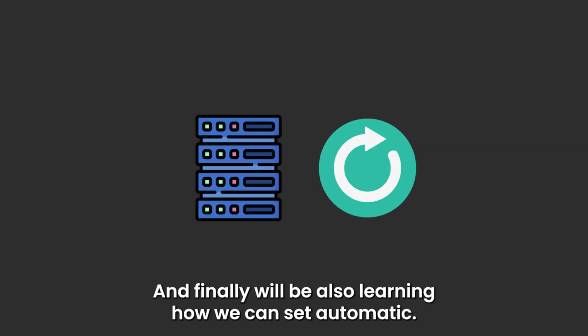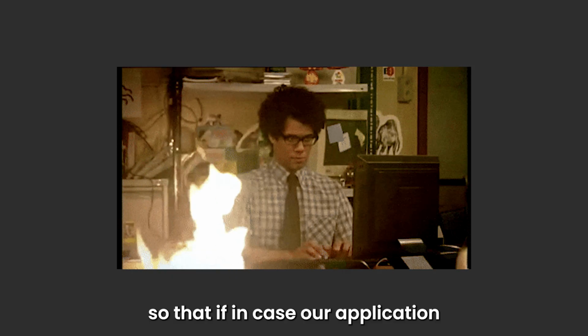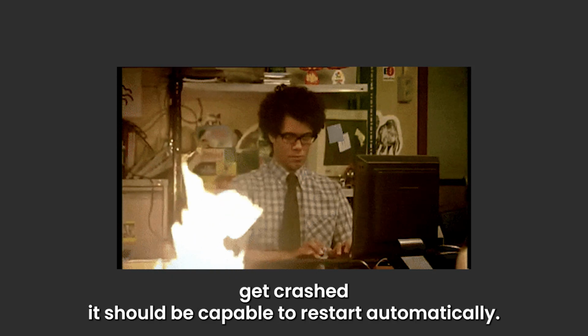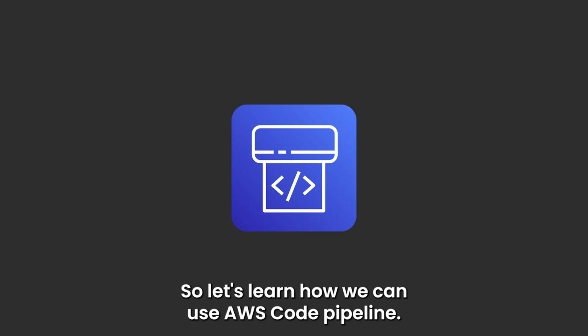And finally, we'll also be learning how we can set automatic server restart using Process Manager, so that in case our application crashes, it should be capable of restarting automatically. So let's learn how we can use AWS Code Pipeline.